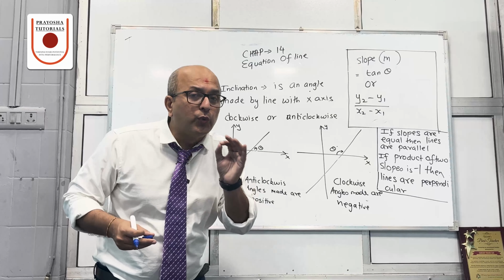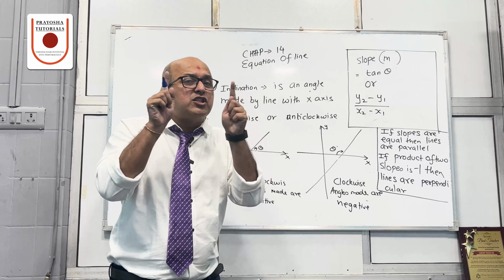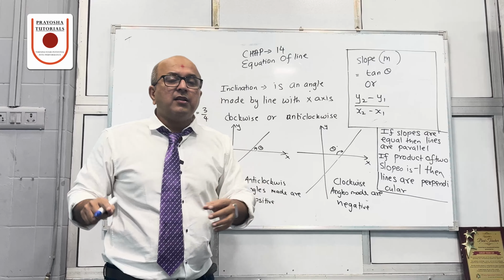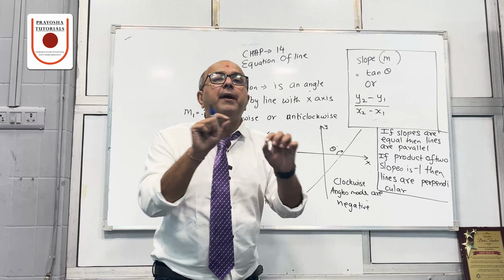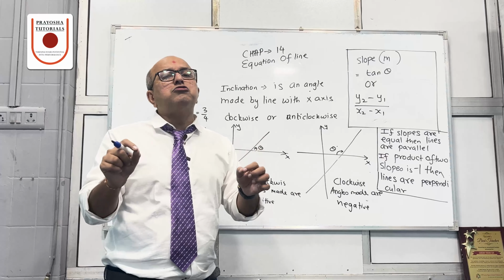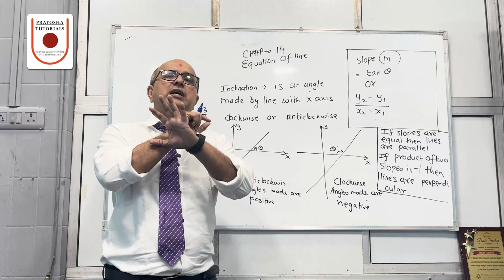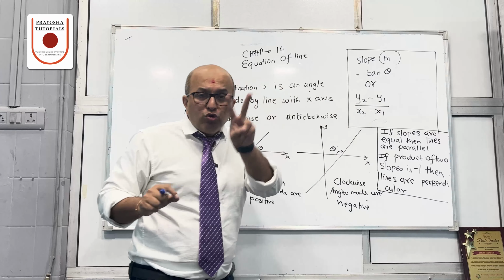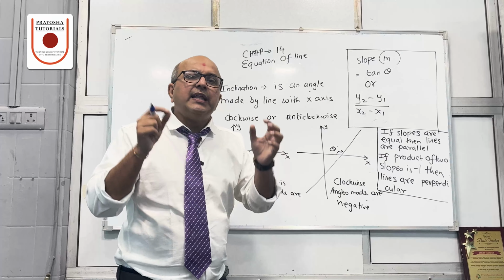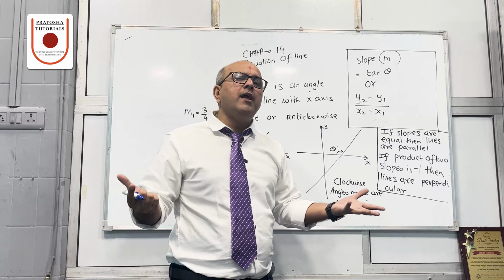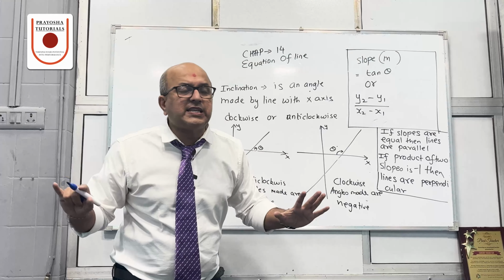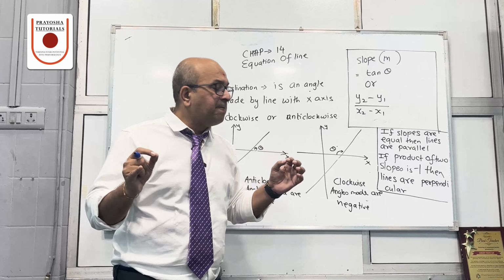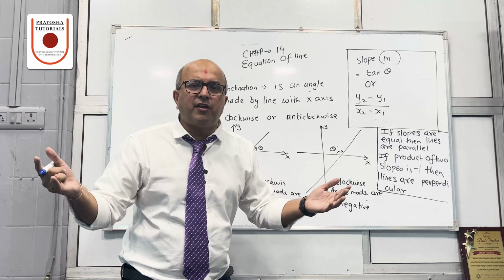So, I would like to conclude with this. If you multiply the slopes of two lines and you get the answer minus 1, then the lines are said to be perpendicular. If the product of two slopes is minus 1, then the lines are perpendicular. One more time, if the product of two slopes is minus 1, then the lines are said to be perpendicular.